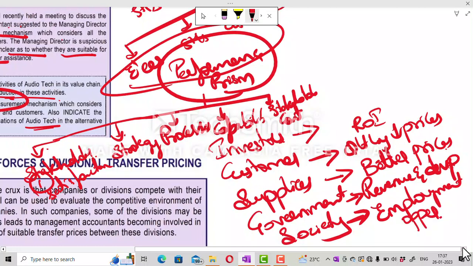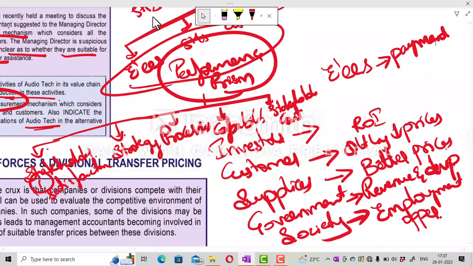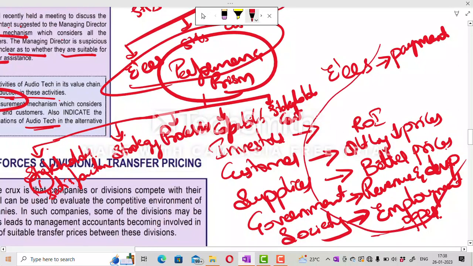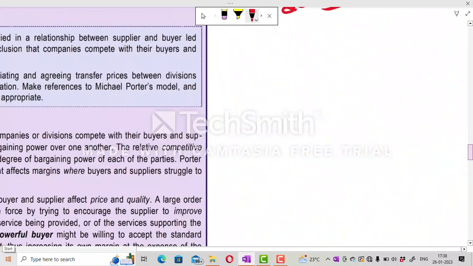There is another stakeholder, that is employees. What do they want? Better payments. Okay, here the main problem also relates to employees, as this performance prism focuses on each and every stakeholder. We are using this performance measure rather than the balanced scorecard. In the first phase of performance prism, we need to know who our stakeholders are and what their requirements are. All these will be the requirements of our stakeholders.